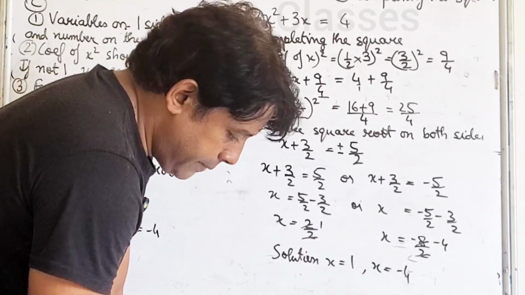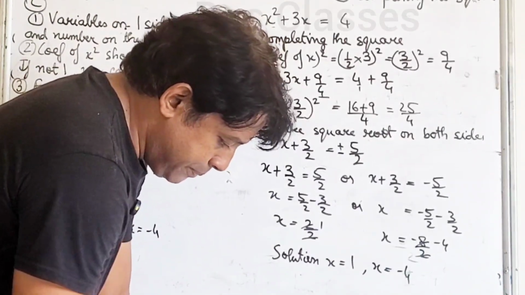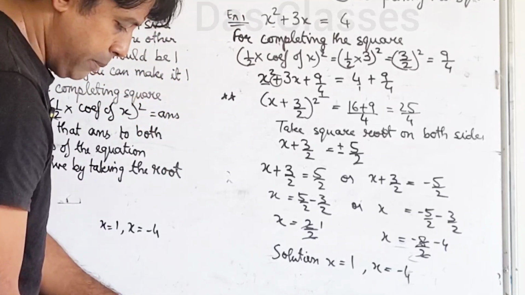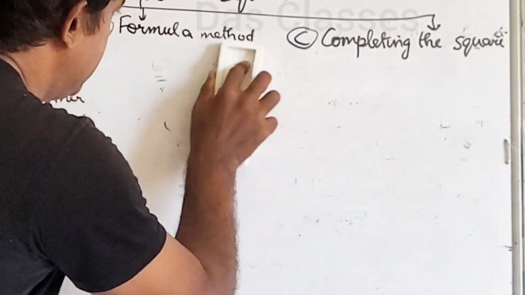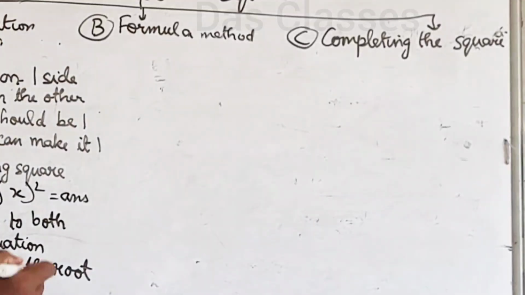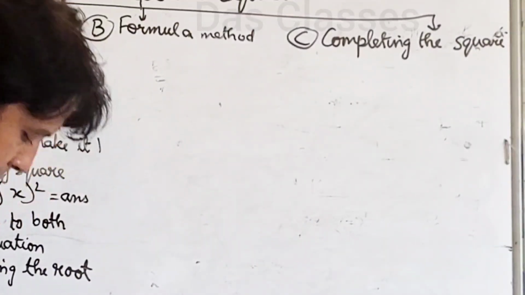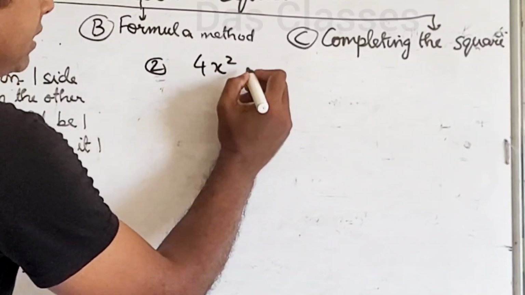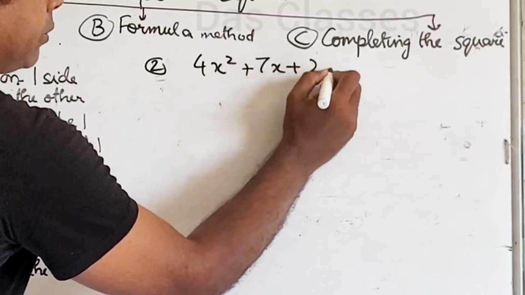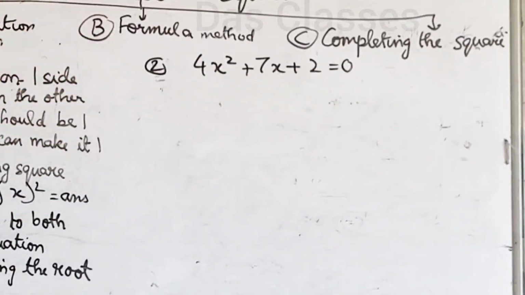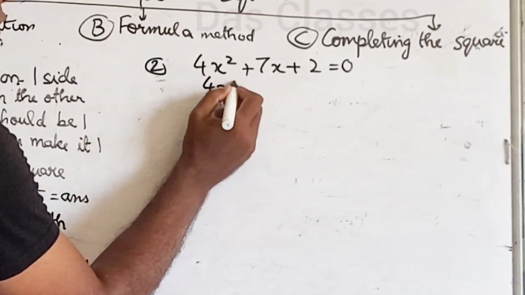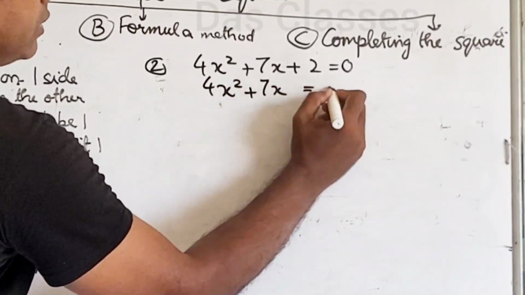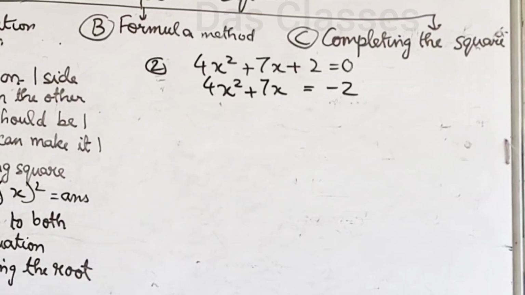Now we'll take another example to get our concept clear, a more complex one. This time we'll do the other way around. First we'll do the completing the square method. The second example is 4x square plus 7x plus 2 is equal to 0. So how will we do it? Again the same thing. First step, variables on one side, number on the other. So it's going to be 4x square plus 7x is equal to minus 2. Done, first step.